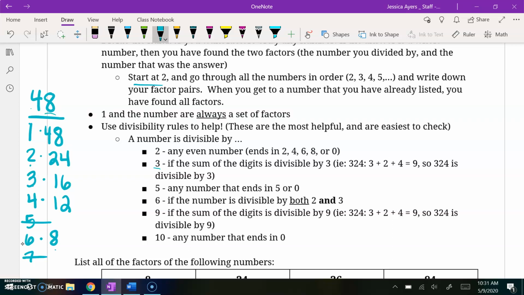I stopped when I got to 8 because 8 was already in my list. So the list will go down and then you'll find that 8 and 6, 12 and 4, 16 and 3. So by making the list like this, we see all of our factors and we don't have to keep going.